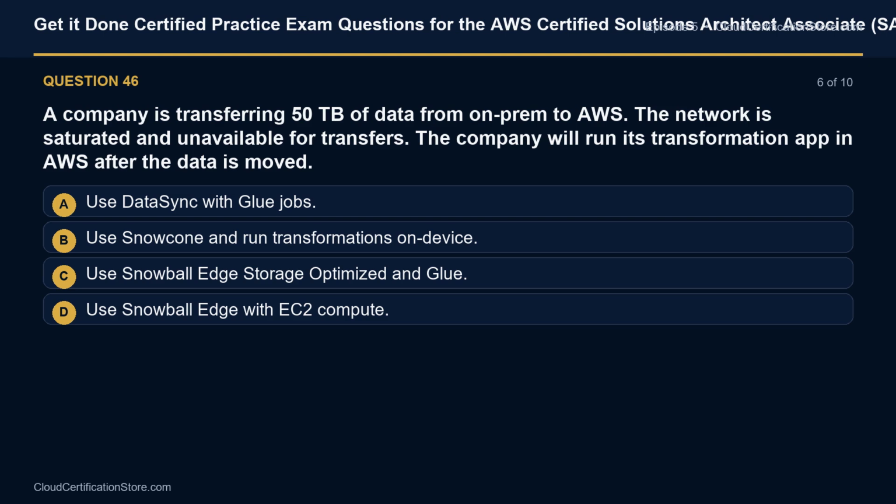Option B, use Snowcone and run transformations on device. Option C, use Snowball Edge storage optimized in Glue. Option D, use Snowball Edge with EC2 compute.